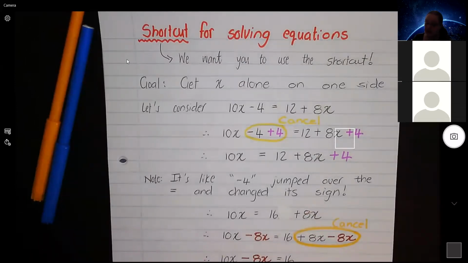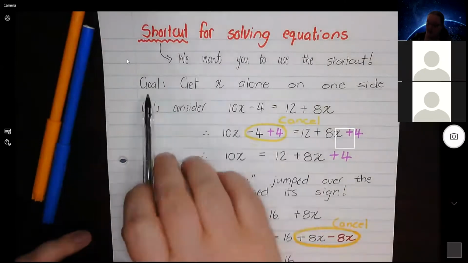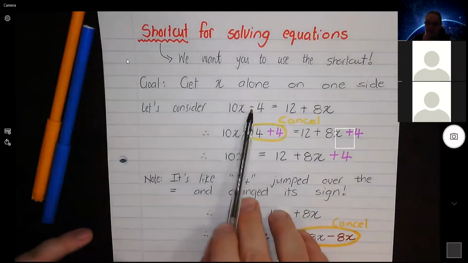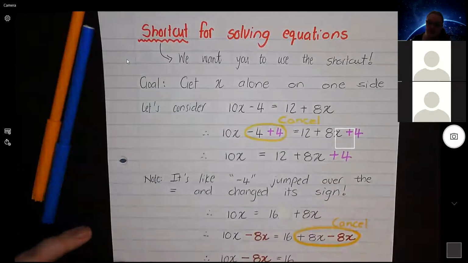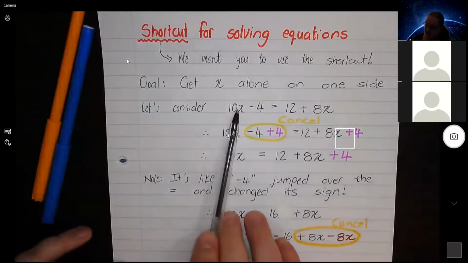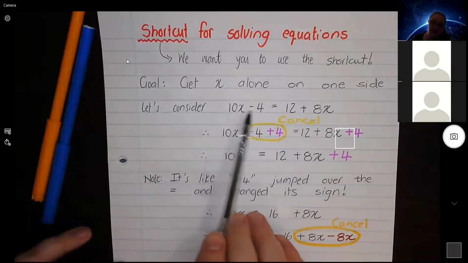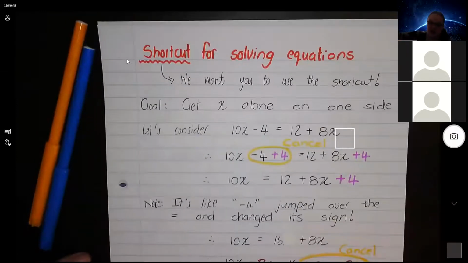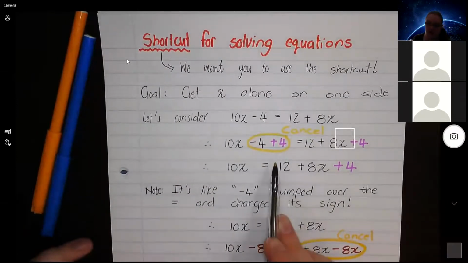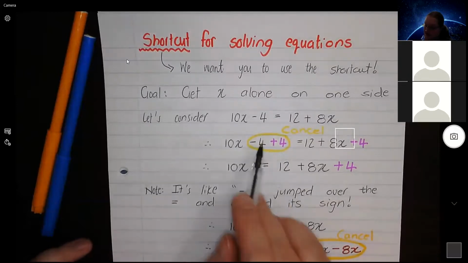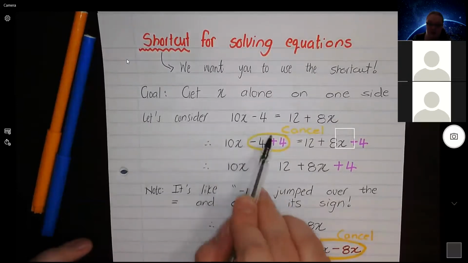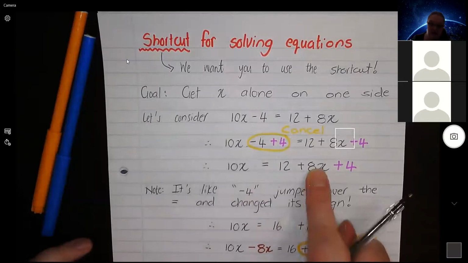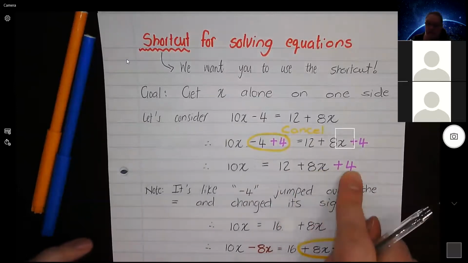Okay. The shortcut for solving equations is the goal is to get x alone on one side. Now, let's consider this question. Okay, we want to get the x's alone to one side, right? Okay, so let's say we want the 10x to be alone. Then I'm going to add 4 on both sides. Okay, I'm sorry, I don't know how to get rid of that square on the screen. Okay, so I want to get rid of the negative 4. So I'm going to add 4 on both sides. Okay, these two cancel each other out. Now I'm left with 10x. And then on this side, 12 plus 8x plus 4.